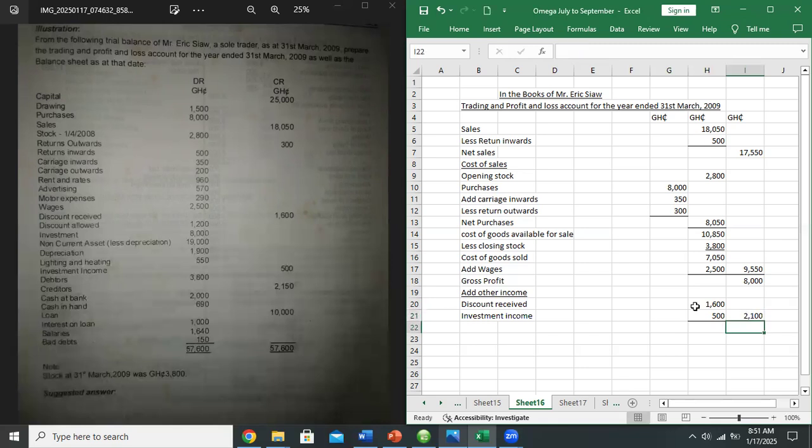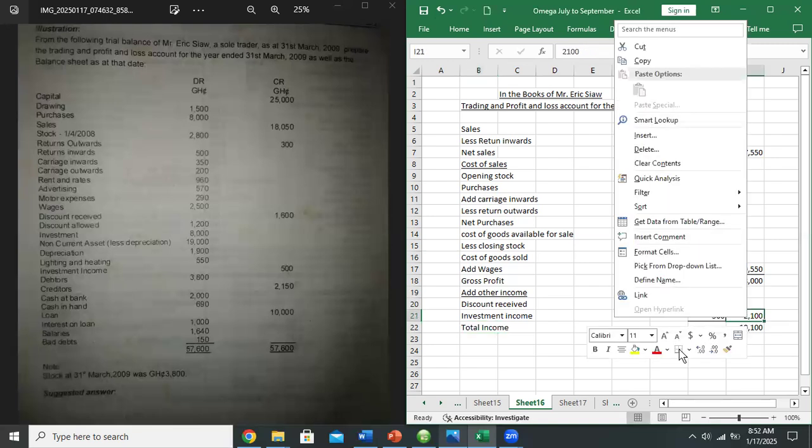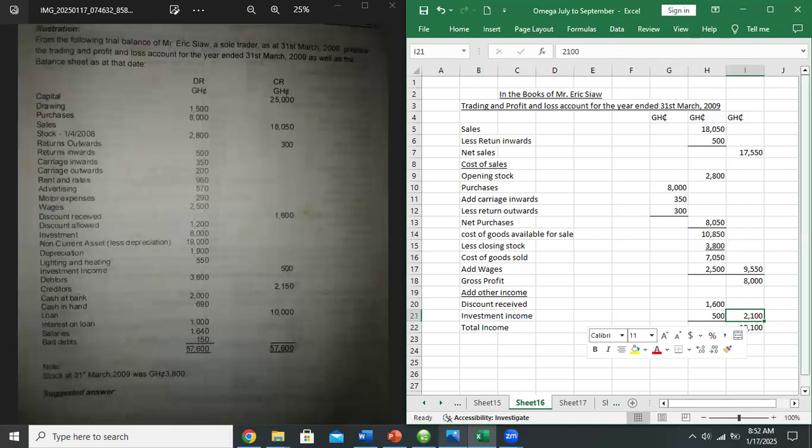If it's only one item, as in if the other income is just one item, you can straight away add it here. But if it is two or more, you add them in the second column, push the total to the third column, and add it onto your gross profit, and that figure will be your total income. Okay. And finally, we move to getting your operating expenses.